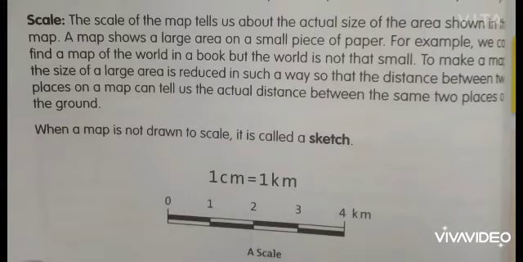Okay, children, if the distance between two places is 20 kilometers, and we have given 1 centimeter is equal to 1 kilometer, then instead of 20 kilometers, they'll take a distance of 20 centimeters and mark those two places. After drawing everything, at the bottom they'll mention the scale. What is the scale? As the distance between two places is in kilometers, we have converted it into centimeters.